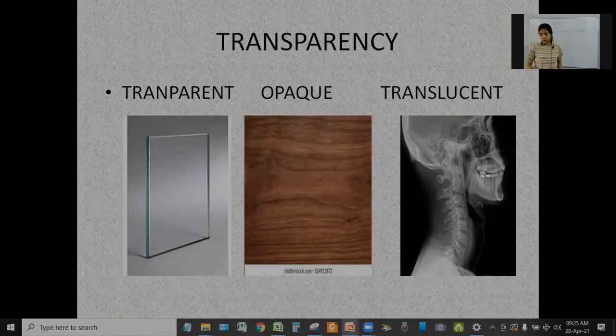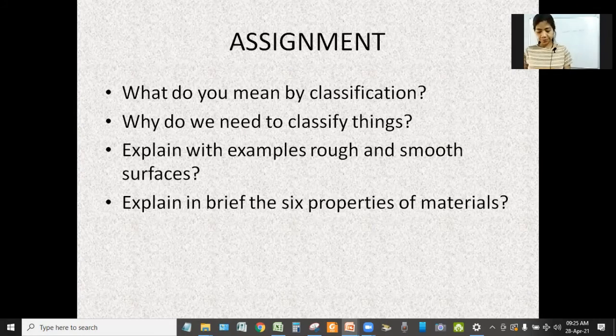is transparency. Assignment. What do you mean by classification? Why do we need to classify things? Explain with examples, rough and smooth surfaces. And the last one is explain in brief the 6 properties of materials.